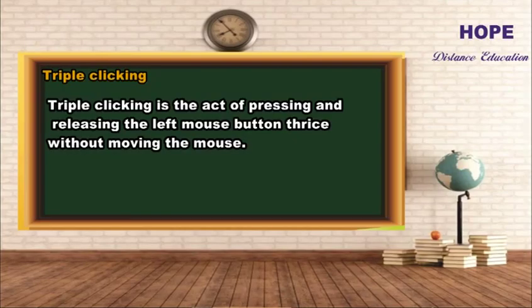In double clicking, we realize we have to press and release the left mouse button twice. So here too, I believe your answer will be that in triple clicking, we press and release the left mouse button twice. So let's look at what we have for you. Triple clicking is the act of pressing and releasing the left mouse button twice, meaning 3 times, without moving the mouse.